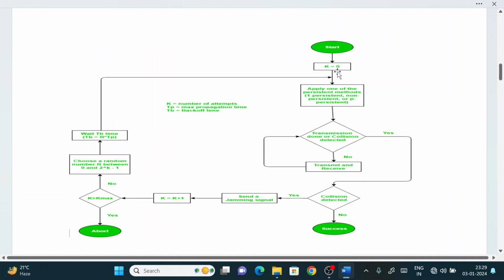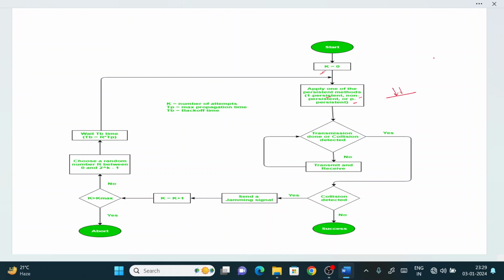So first we are going to make the first attempt, nothing but the initial attempt, k equal to 0. Now we are going to apply any one of the persistent methods, either 1-persistent, non-persistent, or p-persistent. It means that first we need to sense the channel. If the channel is idle, then only we need to send the first bit of the frame, right? So for that we need to use any one of the persistent methods.